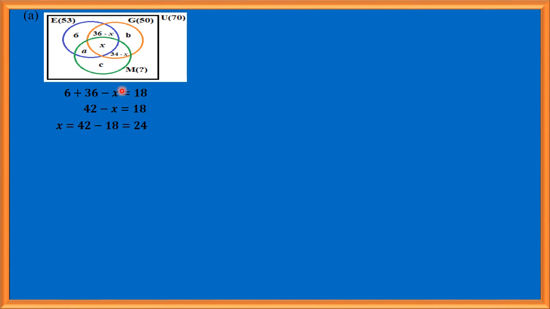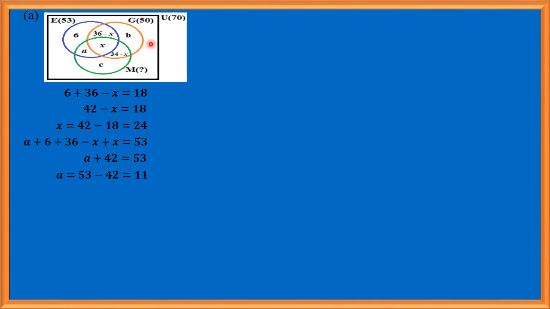Now, since we have the value of x, we're going to pick the first circle here. We'll add 6, 36 minus x, x and a. That should give us 53. So replacing the value of x, we have a plus 6 plus 36 minus 24 plus 24. And this will go with that, leaving 36 plus 6, which is 42, equal to 53. Making a the subject, a will be 53 minus 42, which is equal to 11.